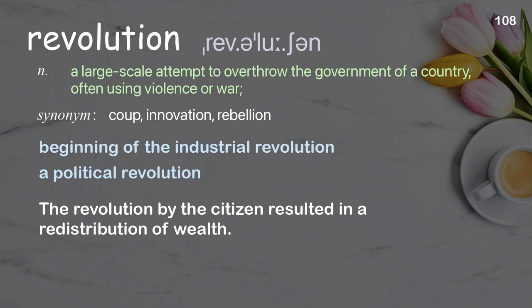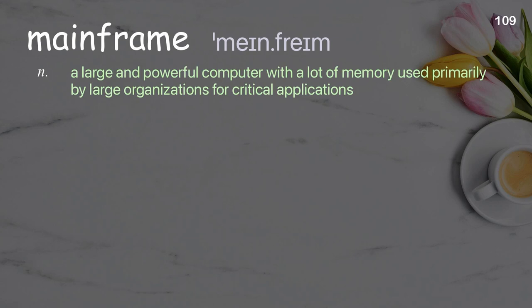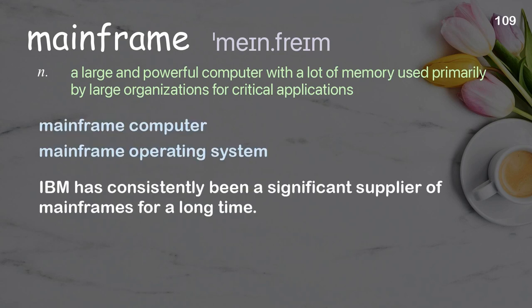Mainframe. A large and powerful computer with a lot of memory used primarily by large organizations for critical applications. Examples: mainframe computer, mainframe operating system. IBM has consistently been a significant supplier of mainframes for a long time.